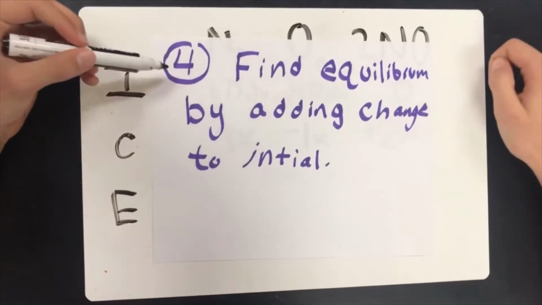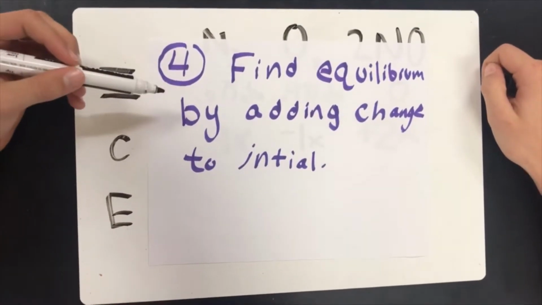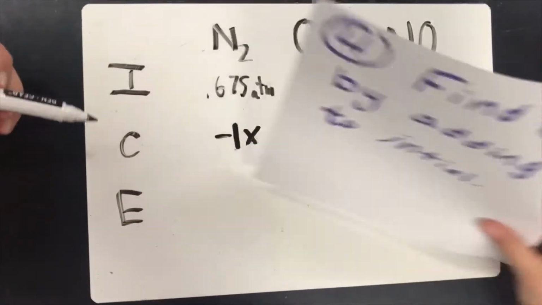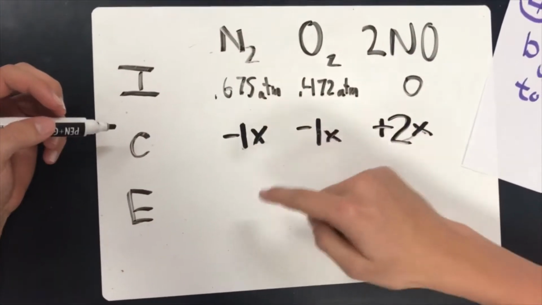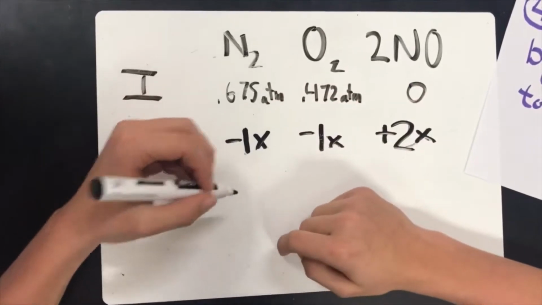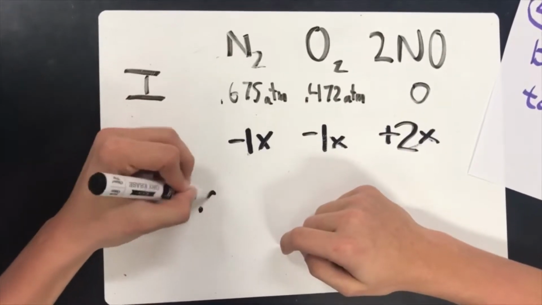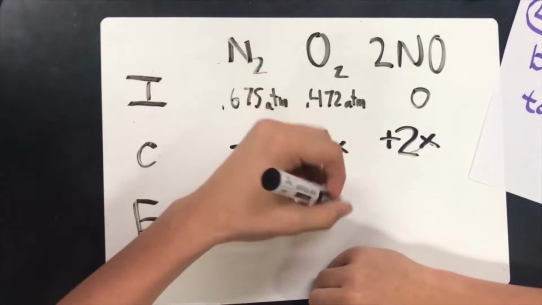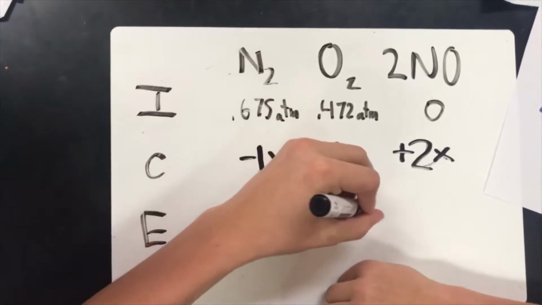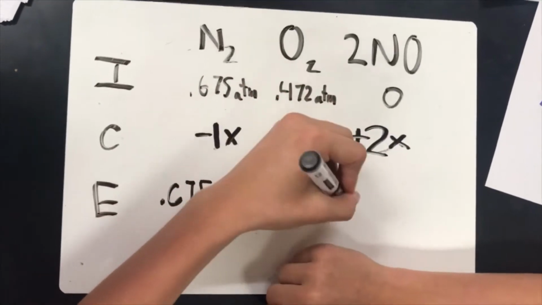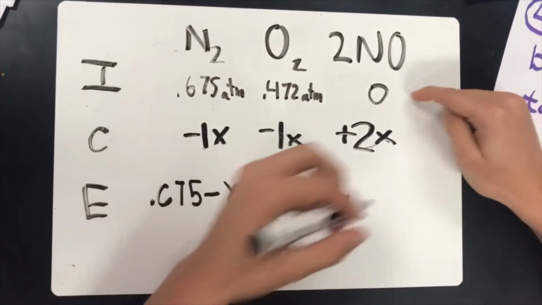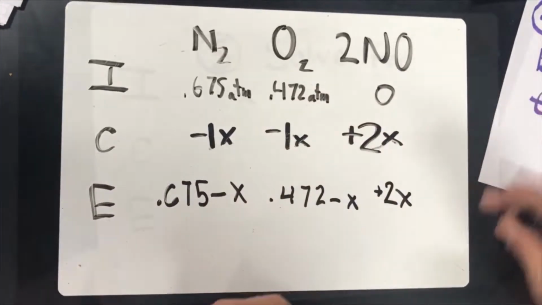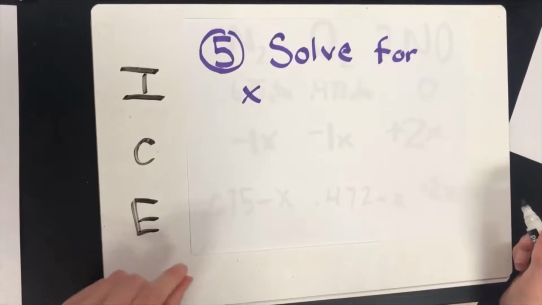Alright, for step 4, we're going to find the equilibrium by adding change to the initial. So we're going to combine these 2 rows. So we're going to take 0.675 minus 1x, 0.472 minus x. And then since this is 0, this is just going to be plus 2x.